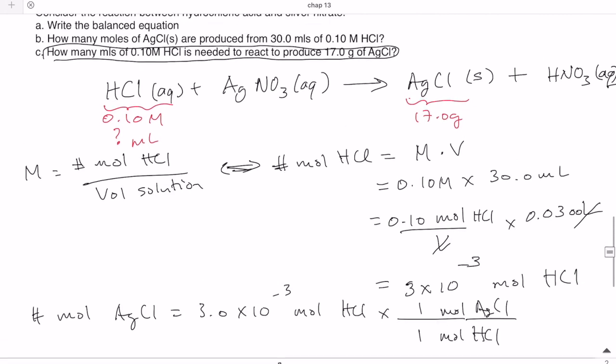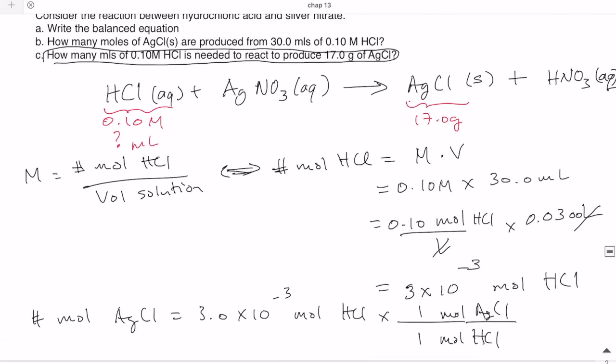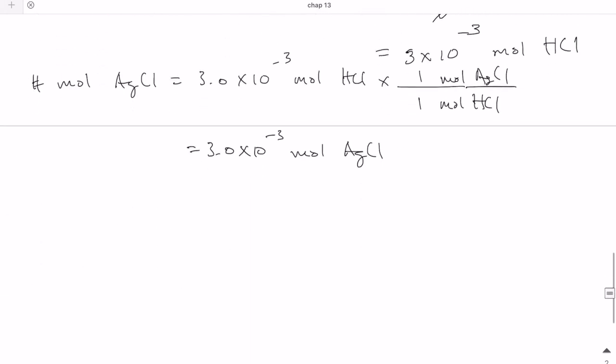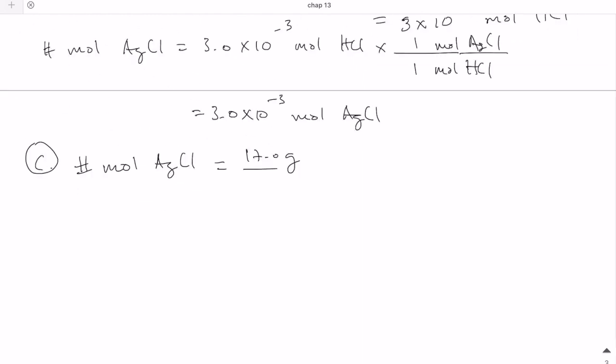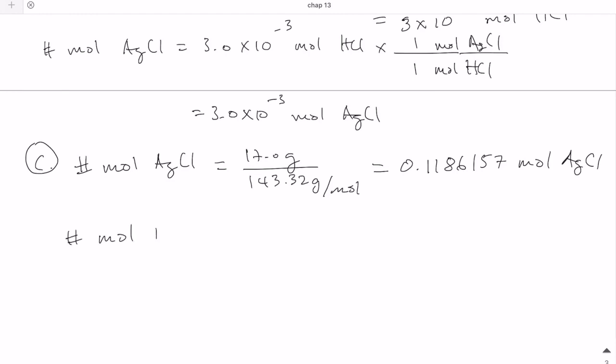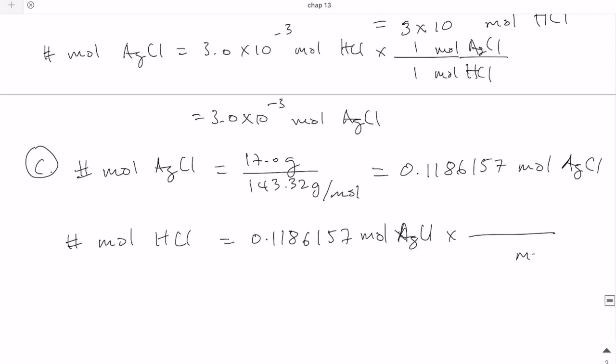We start with the mass of AgCl, so we need to convert the mass of AgCl to the number of moles of AgCl. This is for part C. First, we find the number of moles of AgCl, which is going to be 17 grams divided by the molar mass, which is 143.32 grams per mole. And this ends up giving us this many moles of AgCl. Once we get the number of moles of AgCl, we can use that and the balanced equation to calculate the number of moles of HCl, because that's the thing we're interested in. And as we saw earlier, this ends up being a one-to-one stoichiometry. So the answer is going to be identical.